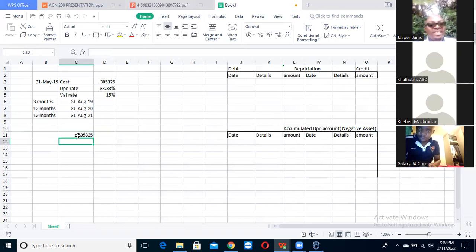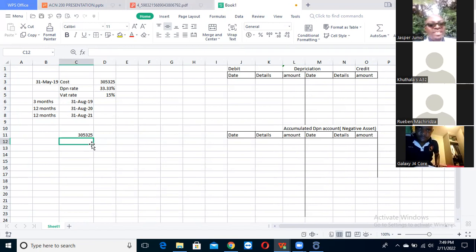305,325. Before we apply our rate, we must ask ourselves why were we given the VAT rate? Because in accounting, the VAT does not constitute the cost of the asset. And we want to apply the depreciation rate to the cost of the asset. We want to apply the depreciation rate of 33.33%. We must only apply it to the cost and not the amount that includes VAT. So the first thing that we must do is to take away VAT from this amount.